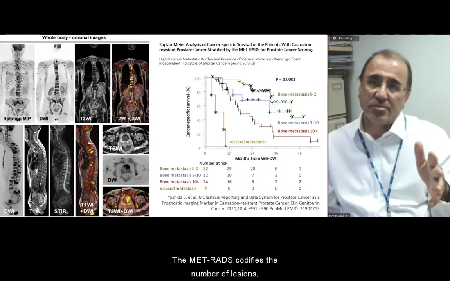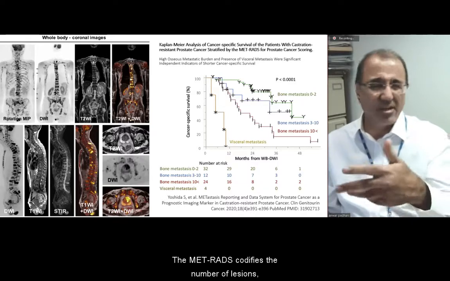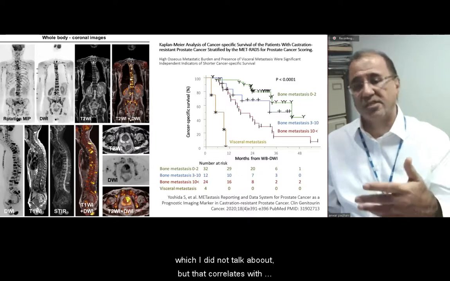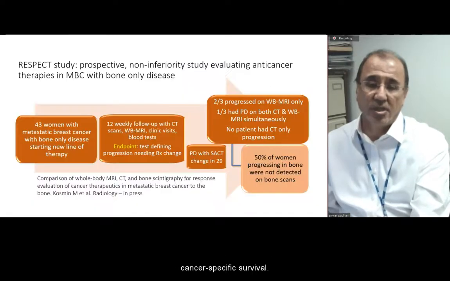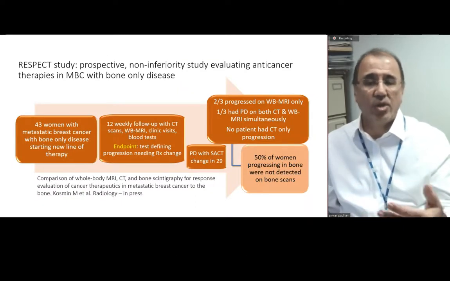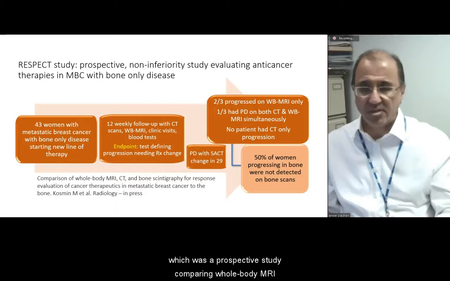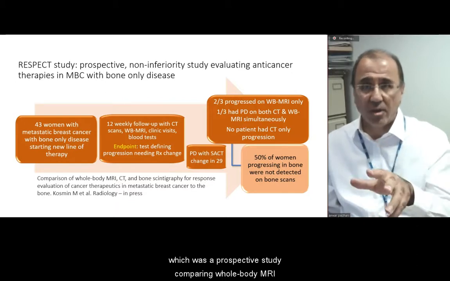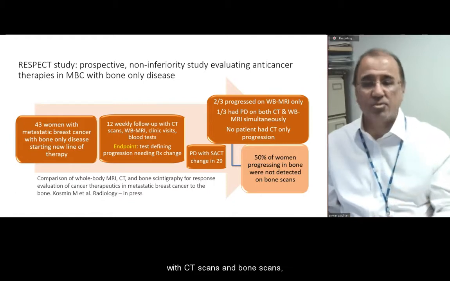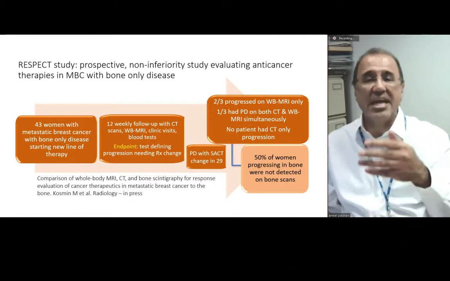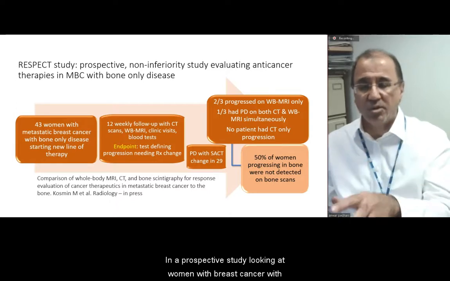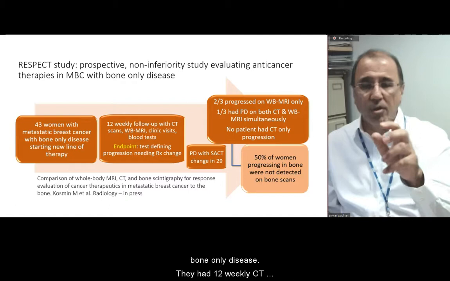Now, the MET-RADS system also codifies a number of lesions, which I didn't really talk about, but you can see that that correlates with cancer-specific survival also, which is good to see. And this study is now going to be published shortly in Radiology, which was a prospective study comparing whole body MRI with CT scans and bone scans, standard of care, in 43 women in a prospective study looking at women with breast cancer with bone-only disease.